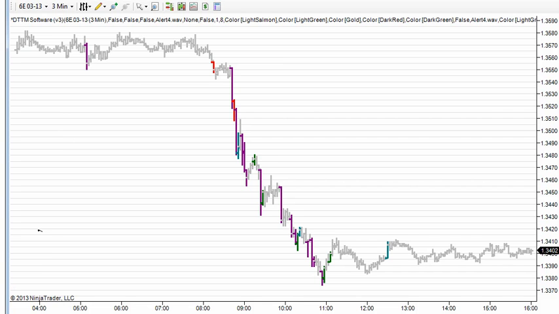So for example, I want to look at 5 or 6 or 7 different markets today, because we had a lot that moved. Here is the euro. Have it on a 3-minute chart.